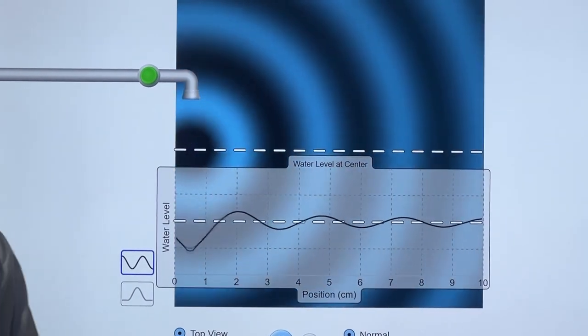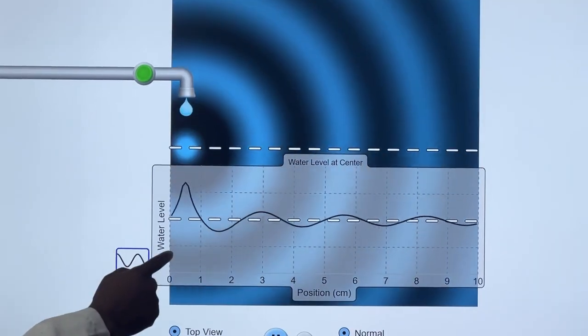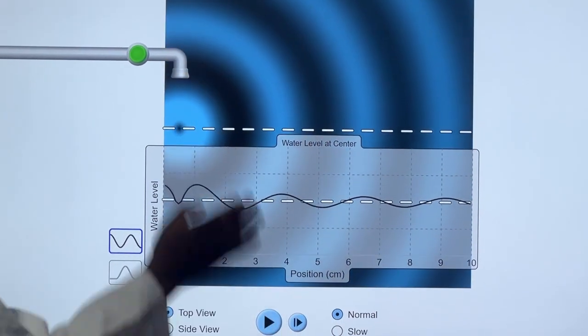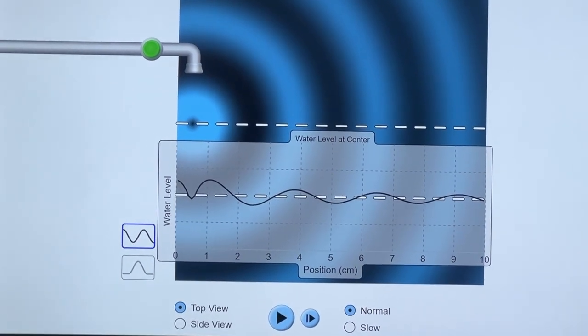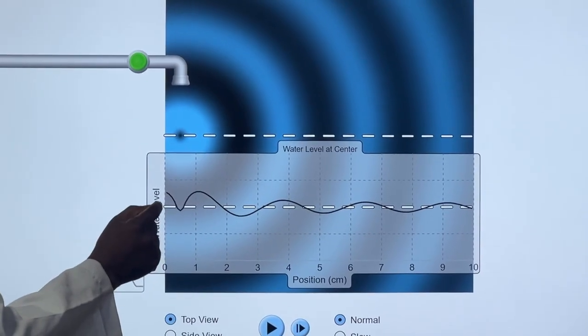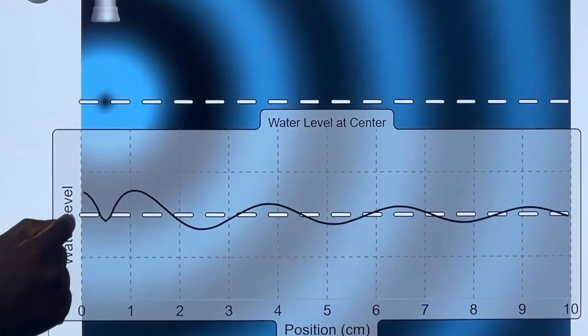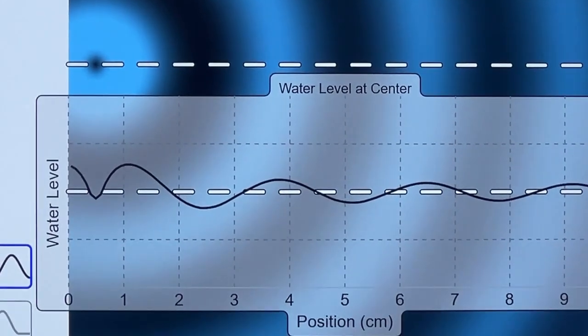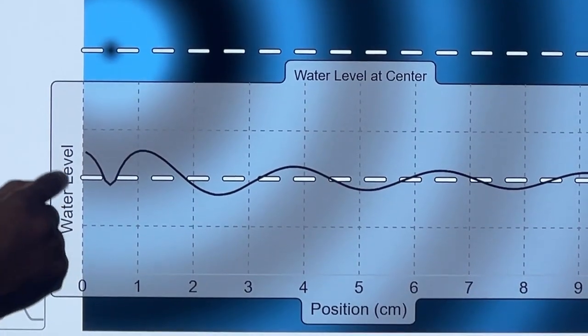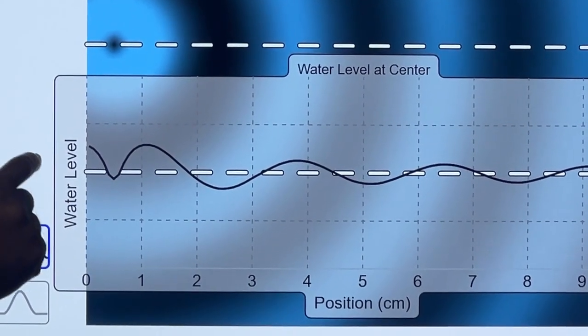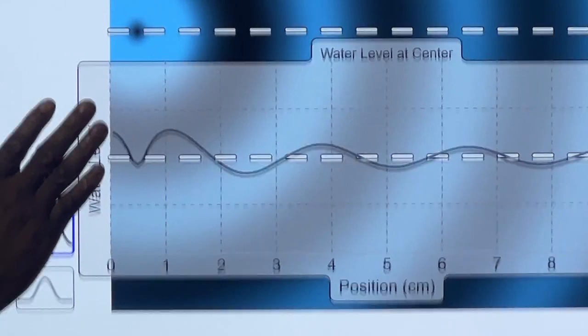An example is water wave. Now, this is a water wave. I want to explain some features of this. This is a point. This point on this graph is known as a node. And a node is a point on a stationary wave where there is no displacement of the medium.